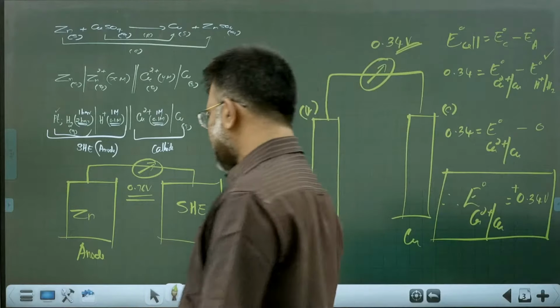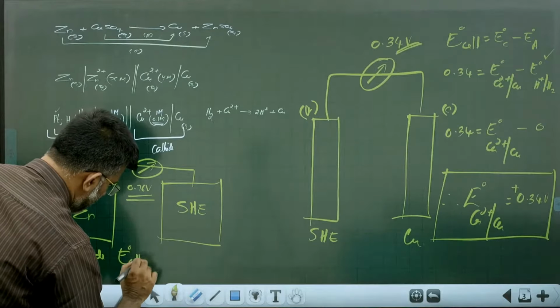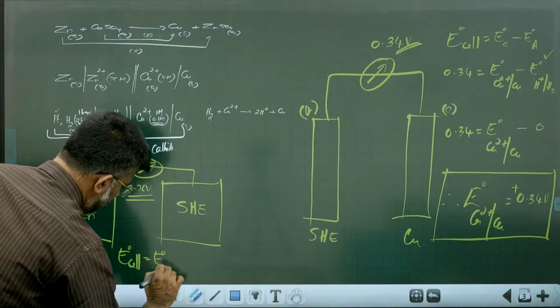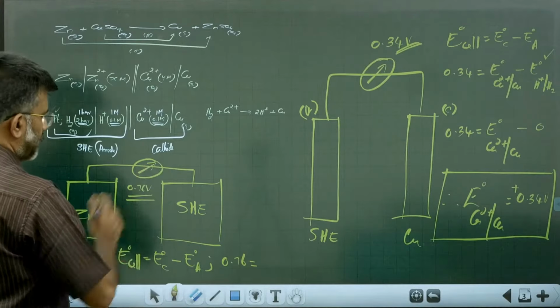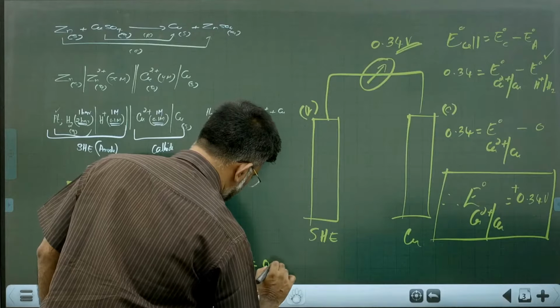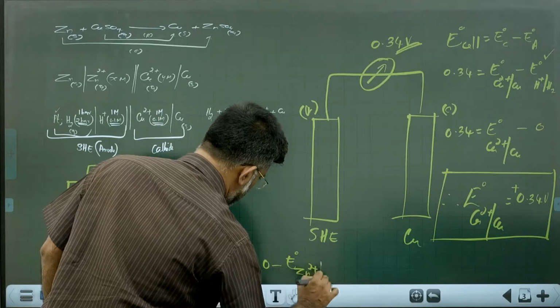Now once again, what is the calculation? E naught cell is equal to E naught cathode minus E naught anode. That is 0.76 is equal to, here the cathode is SHE, the SHE value is 0, minus E naught zinc 2 plus bar zinc.